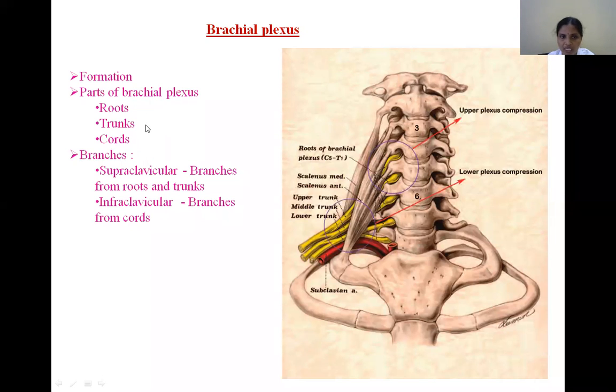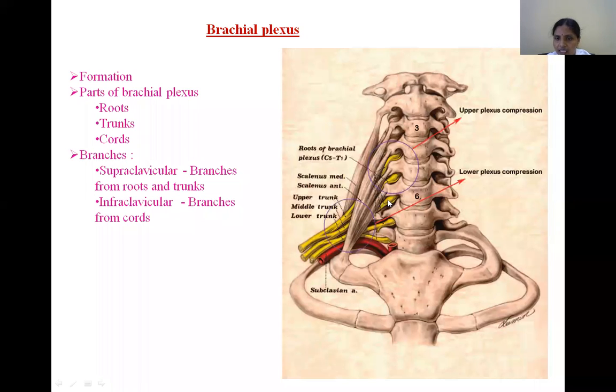Now what is the meaning of trunk? These roots unite to form trunks. We have three trunks: superior, meaning upper trunk, middle trunk, and lower trunk. The C5 and C6 roots unite to form the upper trunk. This upper trunk is an important content of the occipital triangle.